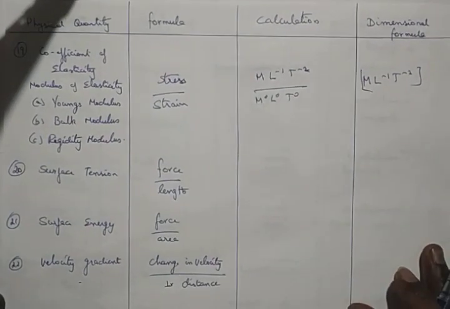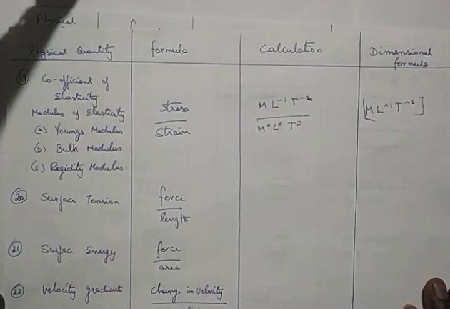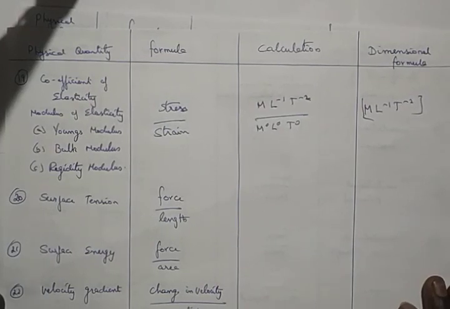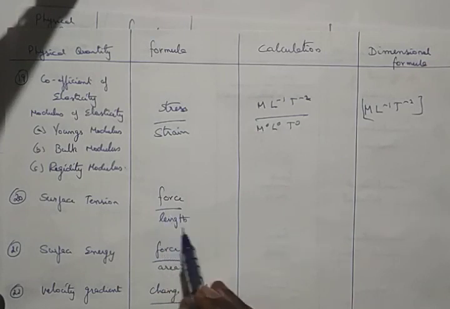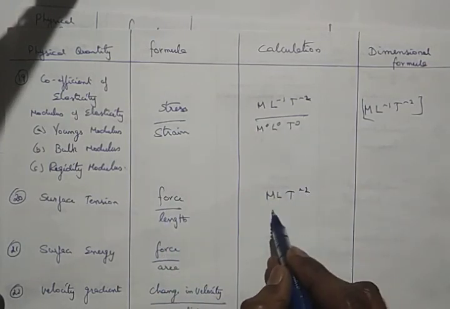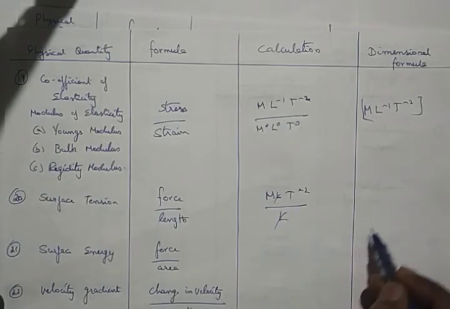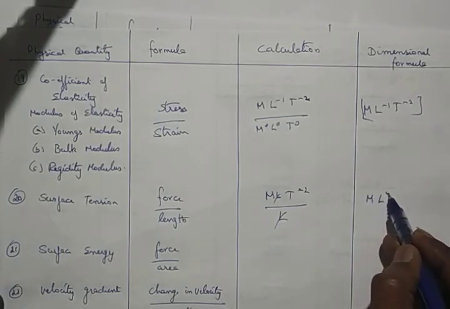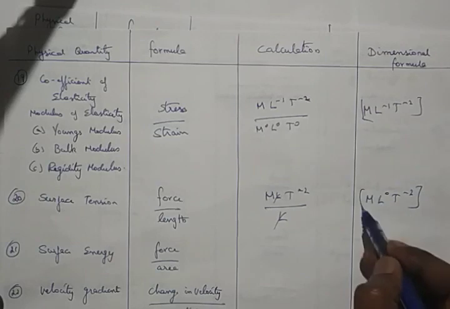The next formula is surface tension. Surface tension we already studied in the previous class. But the formula for this one is force upon length. Force is M L T minus 2 upon length. Now these two get cancelled out. So M L0 T minus 2.